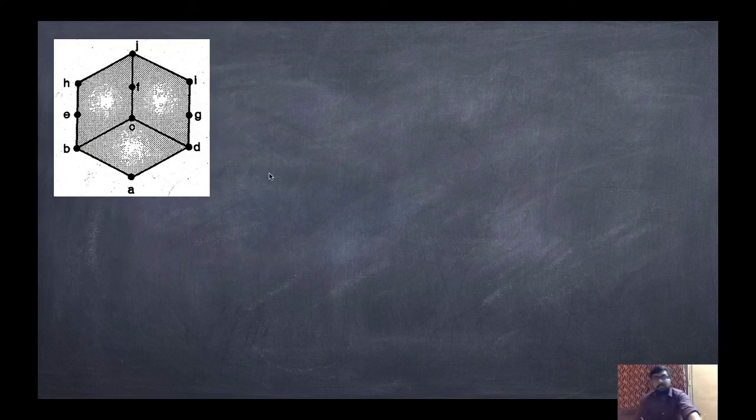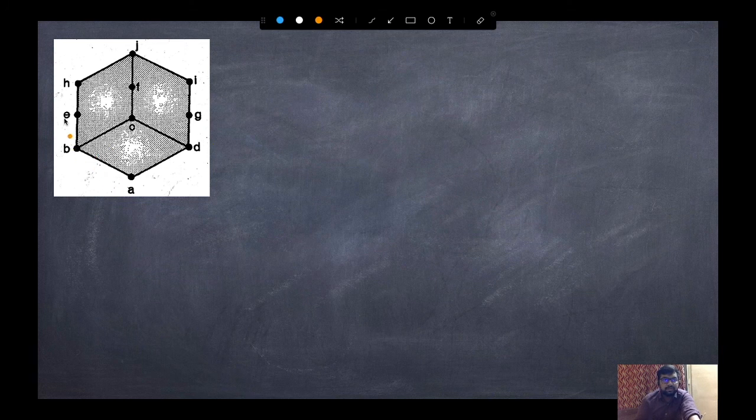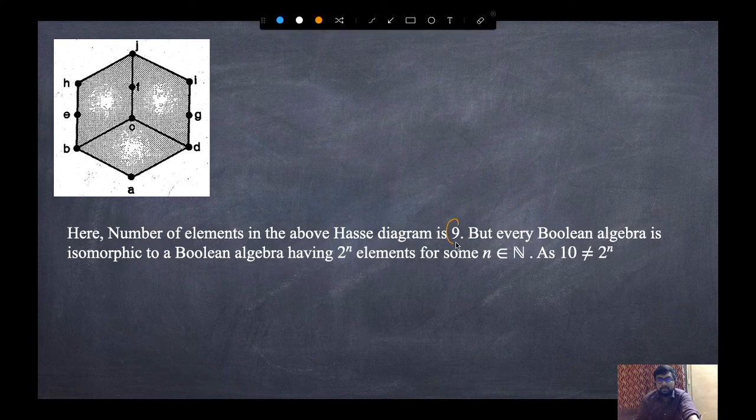Now let us consider the second one. This was the graph. Whenever the question is given, just check the number of points. Just count the number of points. How many points are there? So I think 3, 6, 7, 8, 9, 10. So here 10 points are there. But we cannot represent 10 as 2 raised to something. So directly, it is not a Boolean algebra.